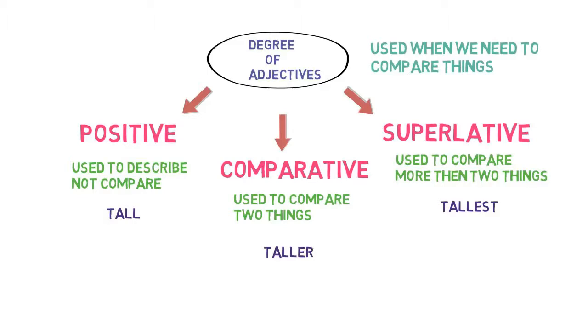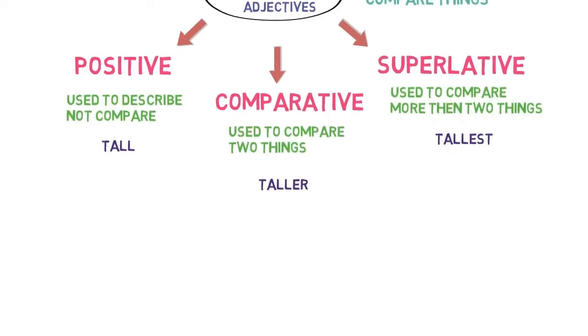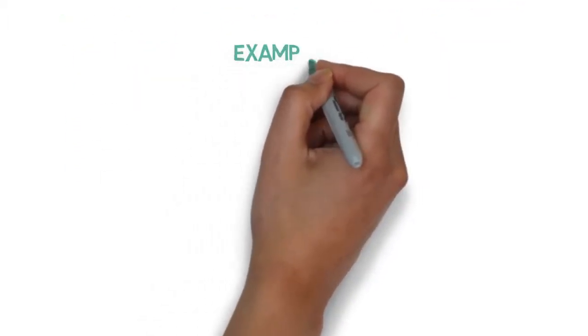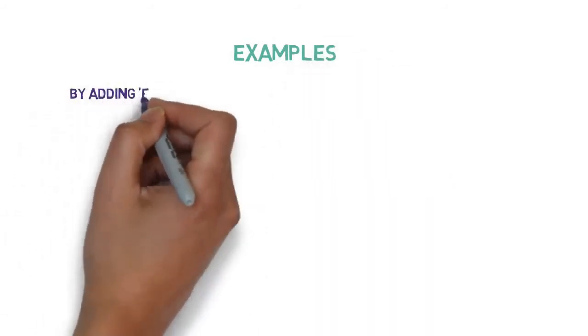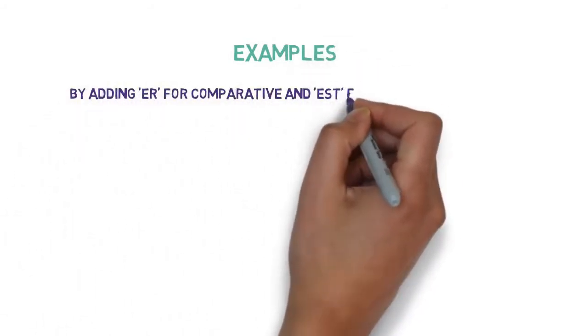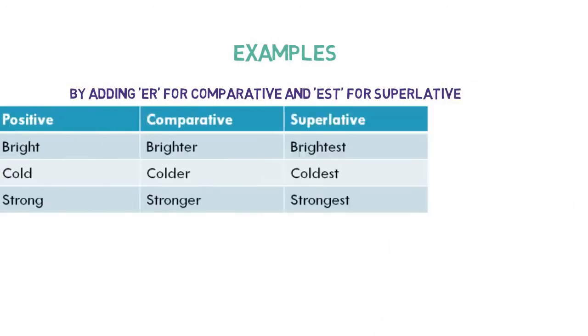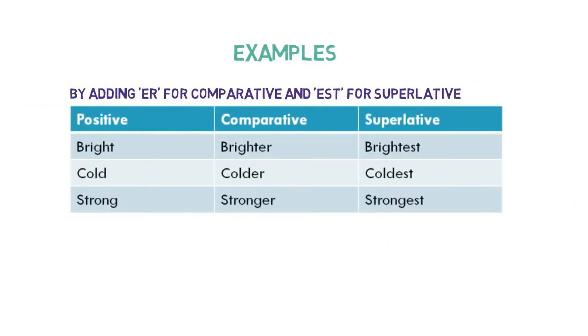Now, positive degrees can be converted to comparative and superlative degrees. Let's look into examples of them. By adding er for comparative and est for superlative at the end of the positive degree. Example: bright, brighter, brightest; cold, colder, coldest; strong, stronger, strongest. Note the characters er and est at the end of comparative and superlative degrees.